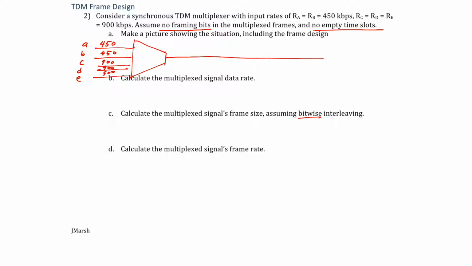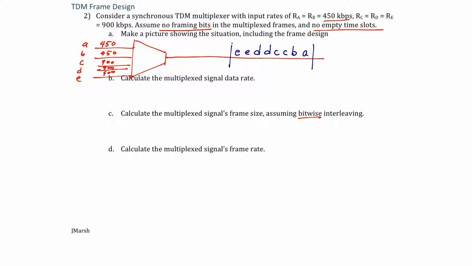Let's go ahead and design a frame, and let's imagine that in the time it takes for one bit to come in at a rate of 450, the 900 is twice the data rate, so twice as many bits came in at 900. That means we can design a frame that looks something like this, with an A and a B, but then the C and the D and the E are coming in at twice the rate, so I get two of them for every A and every B. And so there's a frame design that should work.